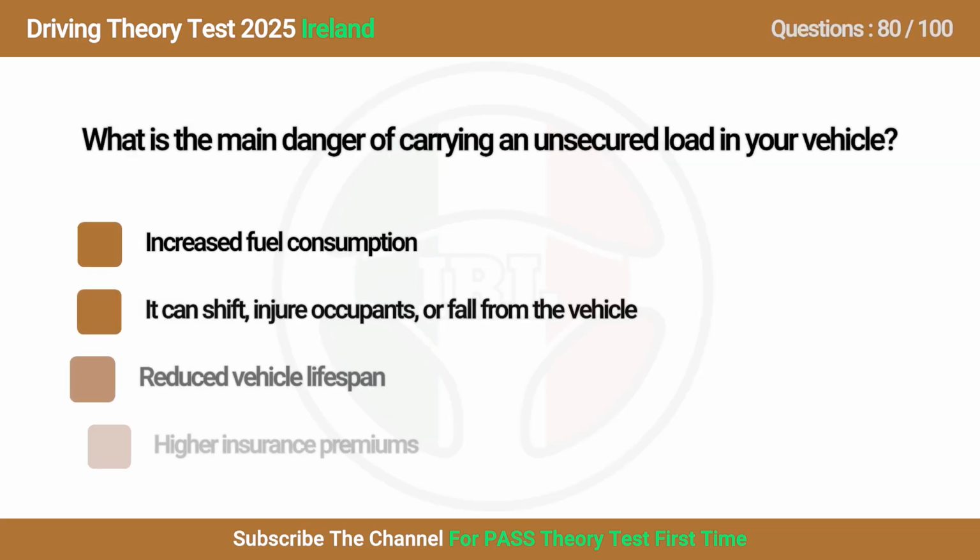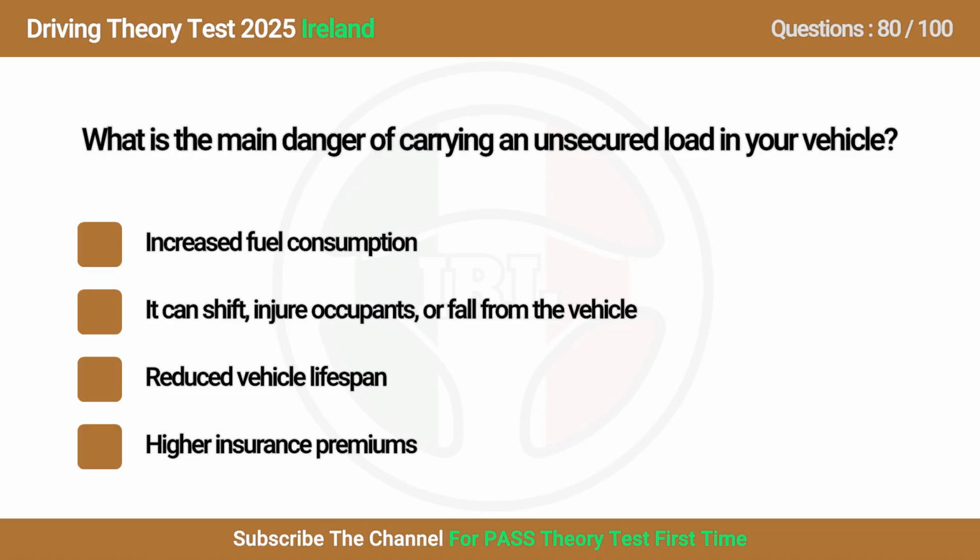Question 80. What is the main danger of carrying an unsecured load in your vehicle? A. Increased fuel consumption. B. It can shift, injure occupants, or fall from the vehicle. C. Vehicle. D. Higher insurance premiums.